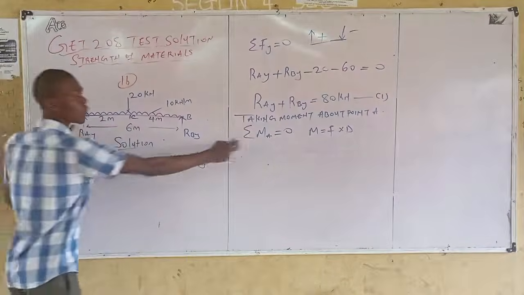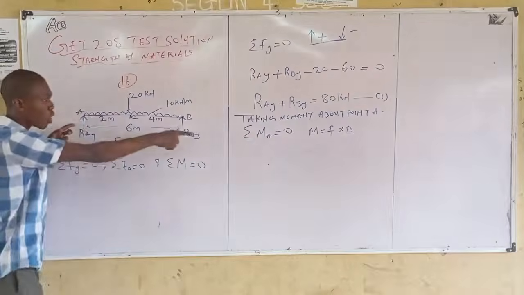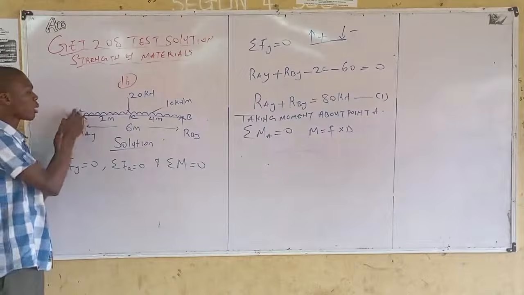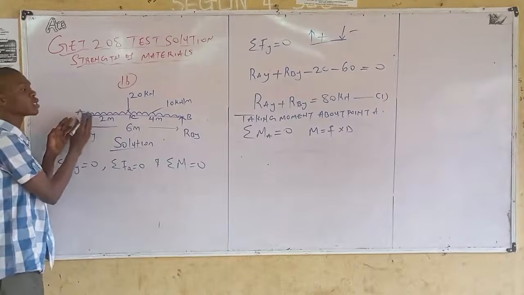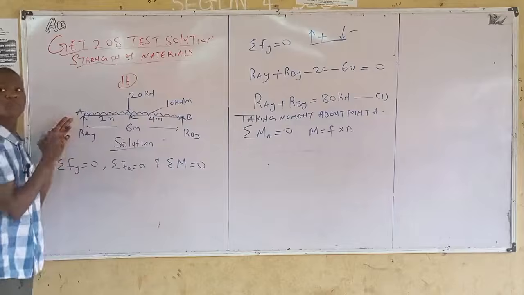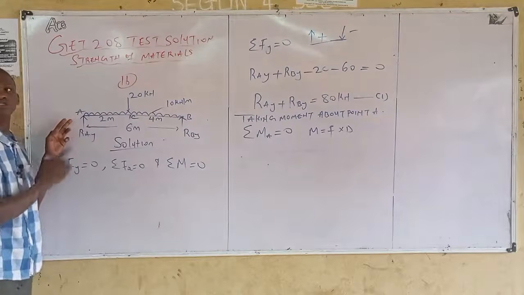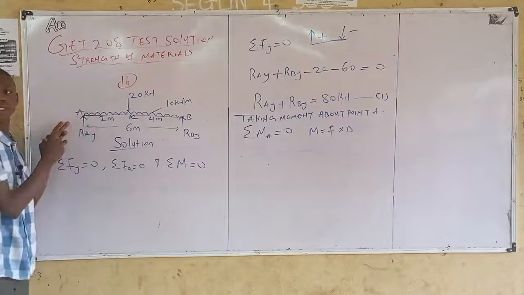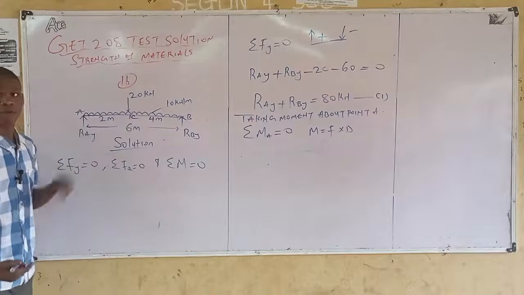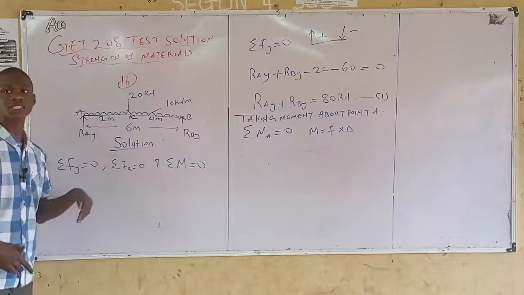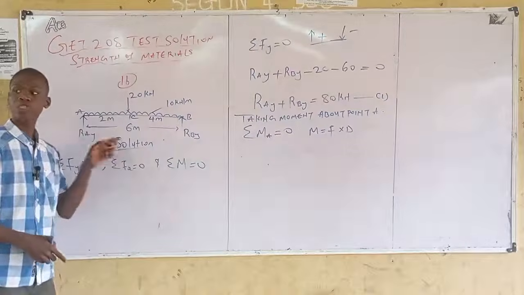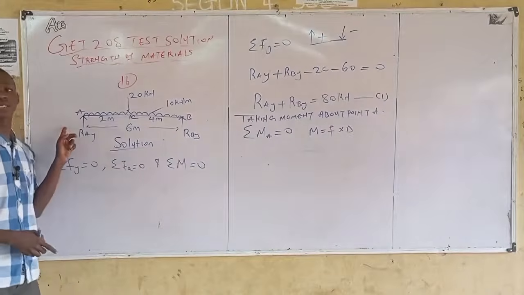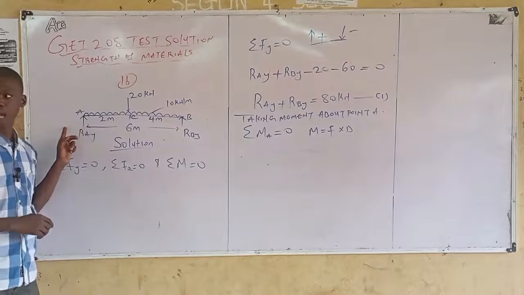We said I'm taking moment about point A, right? Let's say you are going gradually. What is the first force you are seeing? 20. So you are considering 20 first. Are you with me? Now, considering 20, you already know the meaning. Moment is force times the distance. The force in this case is 20. Now, this 20 is traveling to A. Before getting to A, what's the distance it's covered? 2. Are you with me?